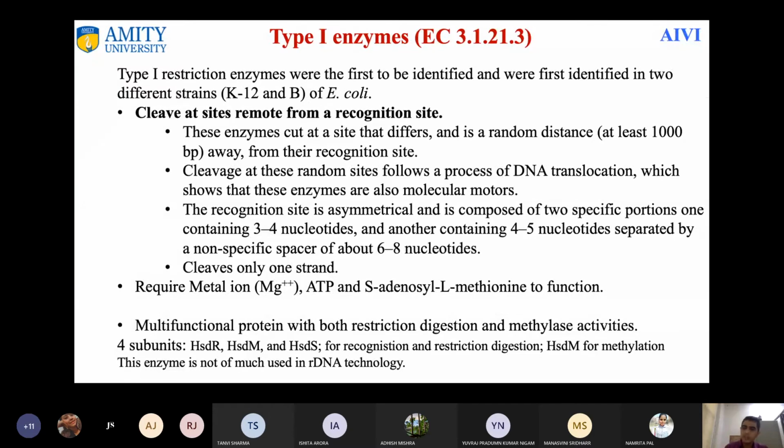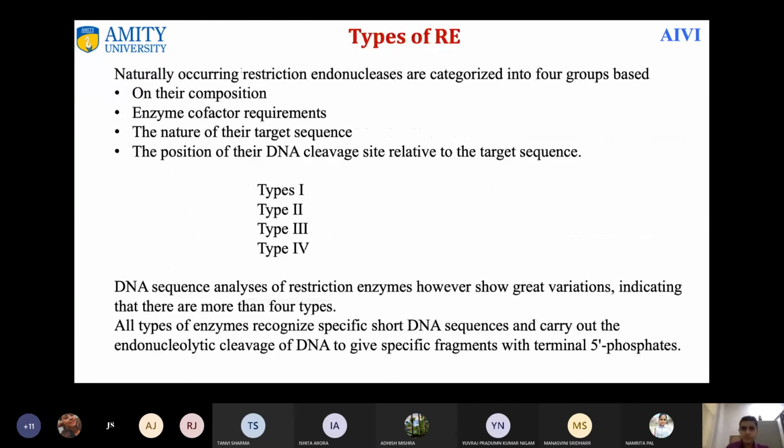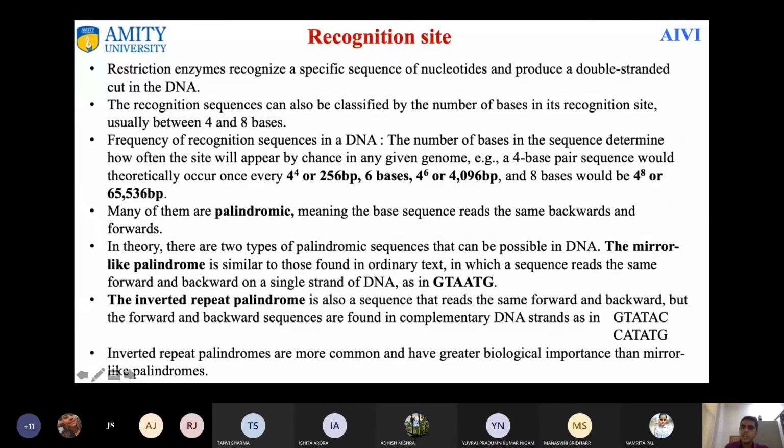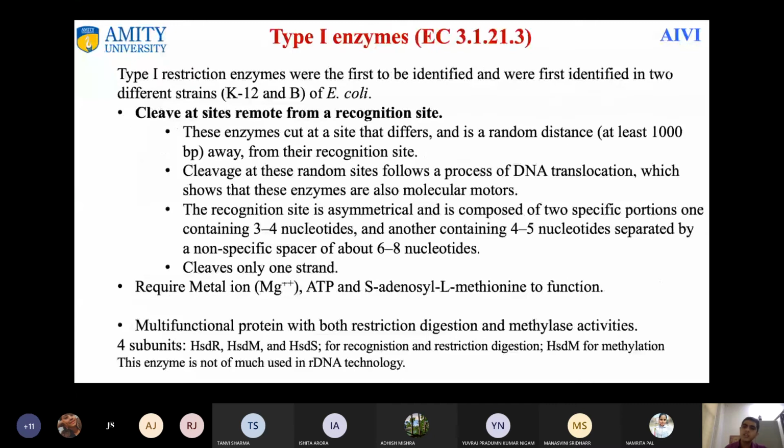That's what asymmetrical means. In the previous example, we were talking about the recognition site GAATTC, or GTATAC. Both strands have the same sequence: if 6 nucleotides are on one strand, the same 6 are on the other strand. But here there is an asymmetry. In the recognition site, one strand may have 3 to 4 nucleotides and the other 5 nucleotides, separated by a non-specific spacer of about 6 to 8 nucleotides. So this is an asymmetry.